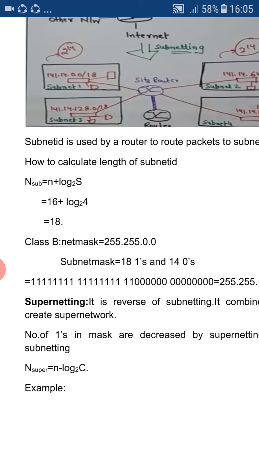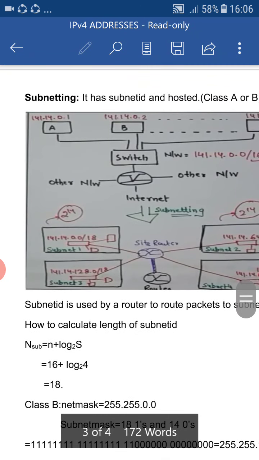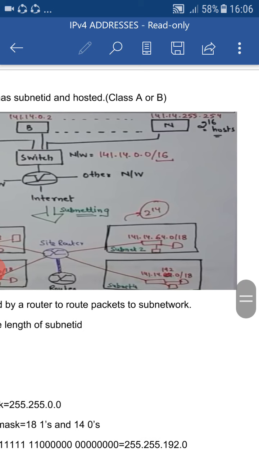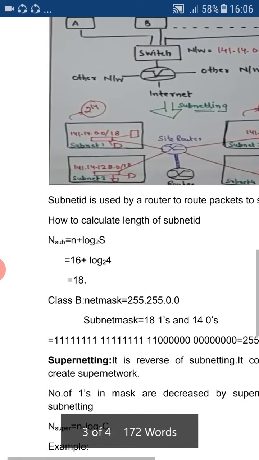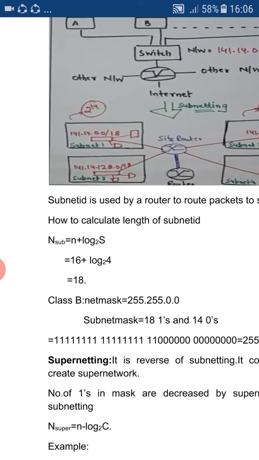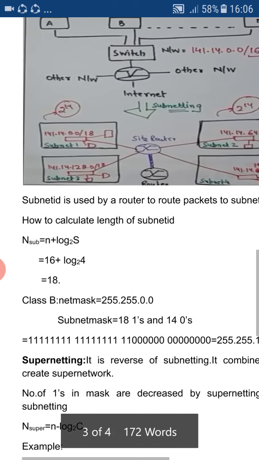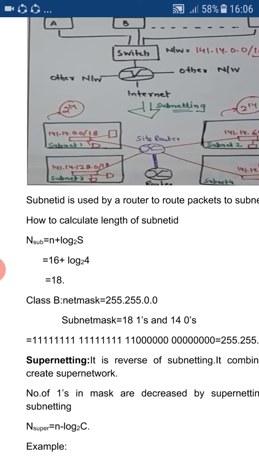So we'll replace the values. The length of the network ID is 16, plus log s, where s stands for the number of subnetworks. We have divided into 4 subnetworks. We got the value 18. That 18 is nothing but the subnet ID.